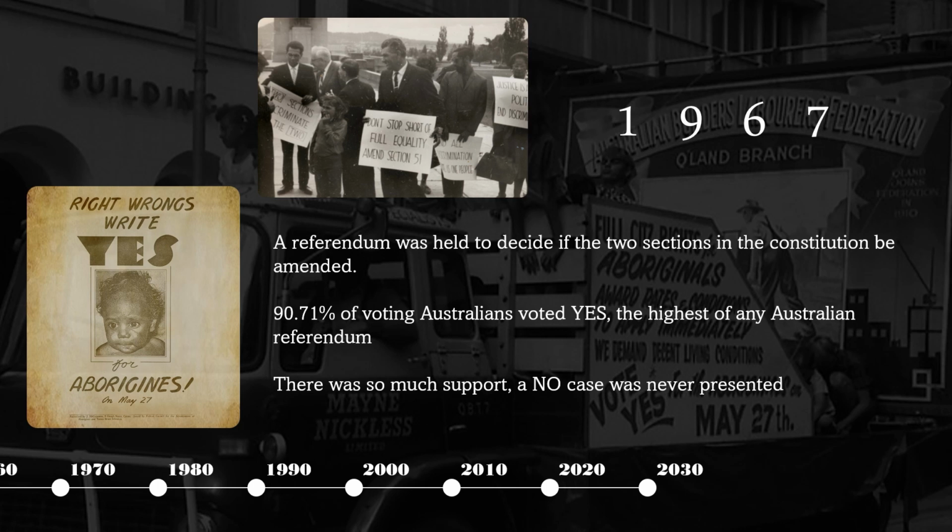A referendum that had so much support that a no case was never presented in the referendum campaign. More than 90% of the voting population of Australia voted yes to removing discriminatory provisions in the Constitution and allowing First Nations people to be in the same count as other Australian citizens in the census, and allowing the federal parliament to create laws on their behalf. Soon after the referendum, states would abolish their respective authorities that were previously in charge of assimilation of First Nations people, marking significant steps towards equality.